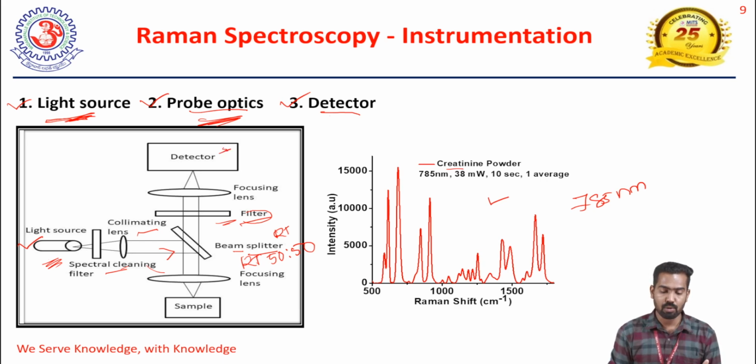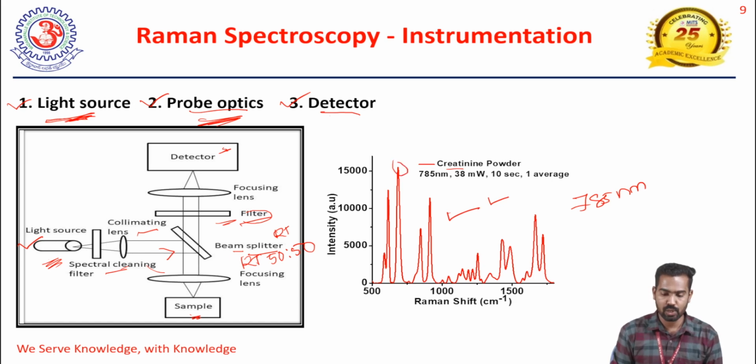And we are keeping our sample here only, and from the scattered signal, what are you getting? You are getting the vibration of the molecule from the scattered light, and finally you will get a spectra like this. This is the creatinine powder.